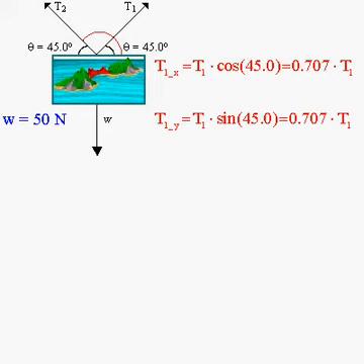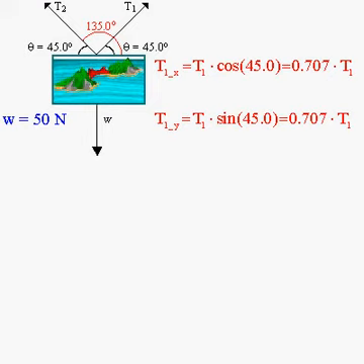Well, think about it. From the positive x-axis to the negative x-axis, the total angle is 180 degrees. 45 degrees of it is already taken up. So that red angle must be 135 degrees. That way 135 plus 45 is 180. So everything works out. So our properly defined angle for T2 is 135 degrees.